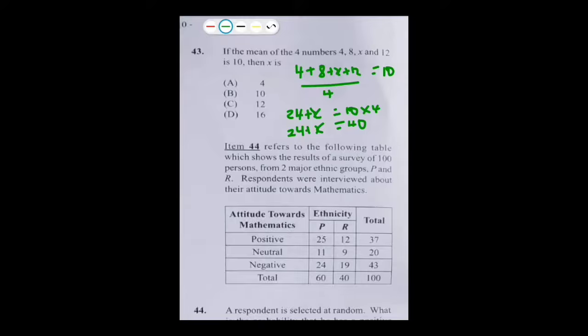Now to make x the subject of the formula, we're going to have x is equal to 40 subtract 24, since it was being added to the x on the left. So simplifying that, we'll have x is equal to 16. So our answer is D, 16.